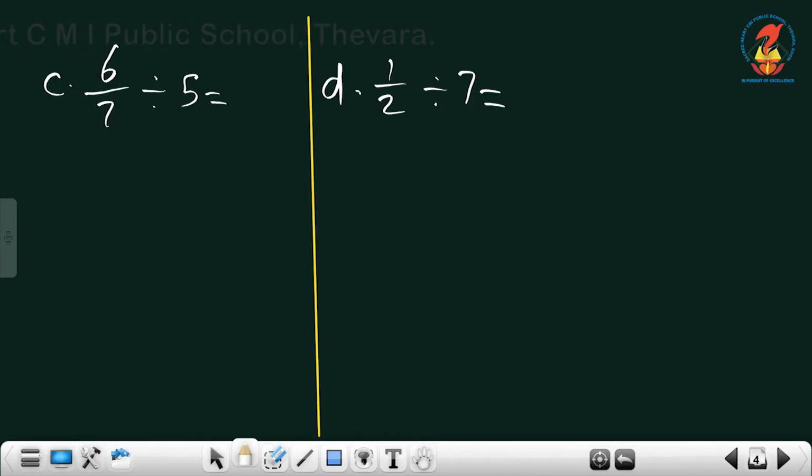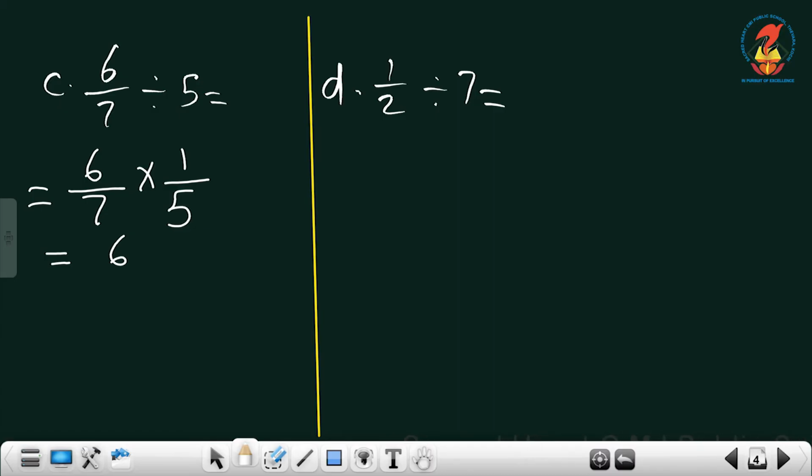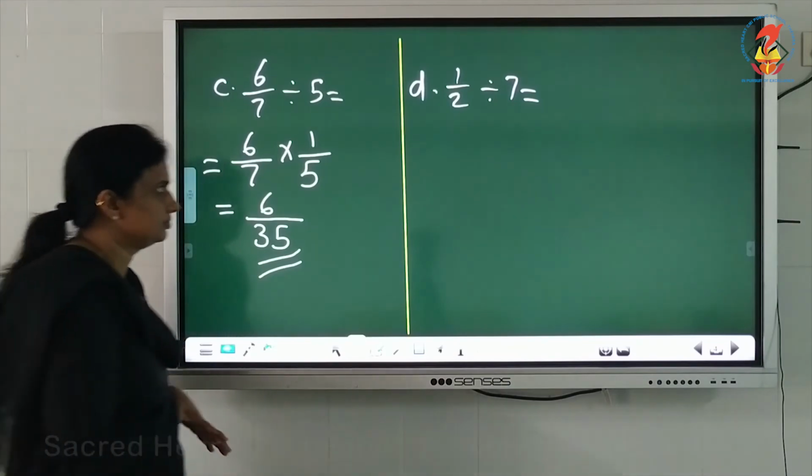6 by 7 divided by 5. First you need to think what is the reciprocal of 5. That is 1 by 5. After that, I need to multiply the fraction by 1 by 5. Okay. Then any common factors, right? No need to cut. So, we need to multiply and write only, right? 6 1s are 6 divided by 7 5s are 35. It is in the lowest term itself.